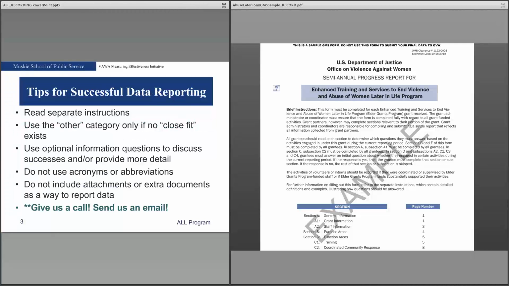Before we get started looking at the progress reporting form page by page, we have a couple general tips for successful data reporting. Please read the separate instructions. There are many helpful examples to assist you in filling out the reporting form. Throughout the form, there are other categories listed for many questions. In general, we ask that you use the other category only if you can't find a way to put the information into an existing category.